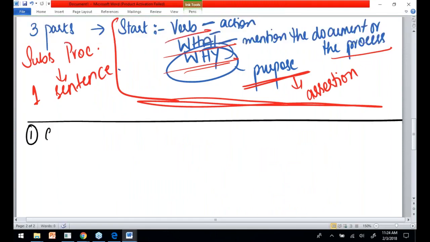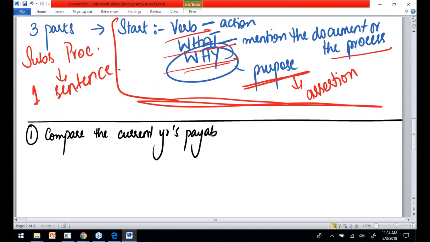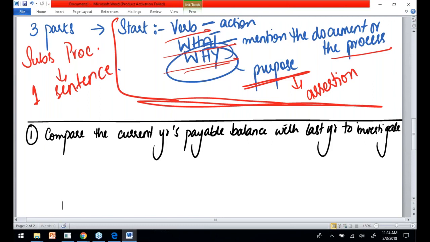So the first: compare the current year payable balance with last year to investigate unusual differences. Can anyone tell me whether my substantive procedure is correct or not?